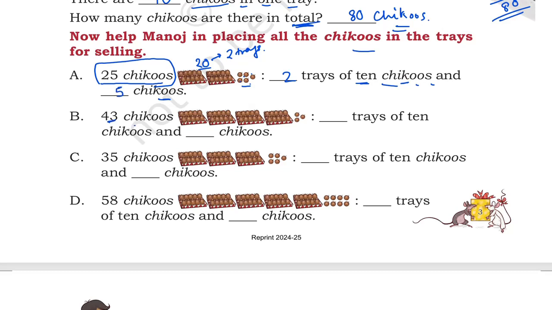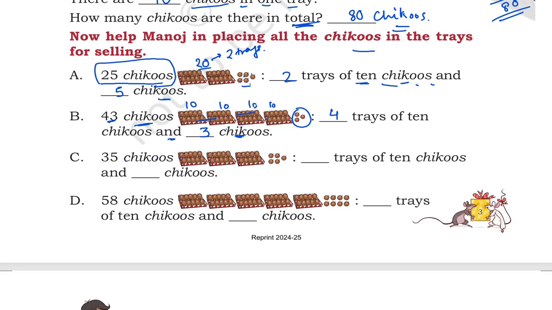Now we have 43 chikus. Now let's divide. So 10 chikus in this tray, 10 chikus in this tray, 10 chikus in this tray, and 10 chikus in this tray. A total of 40 chikus. And how many trays? There will be 4 trays of 10 chikus and dash chikus. 3 chikus will be loose. We can see those 3 chikus here.